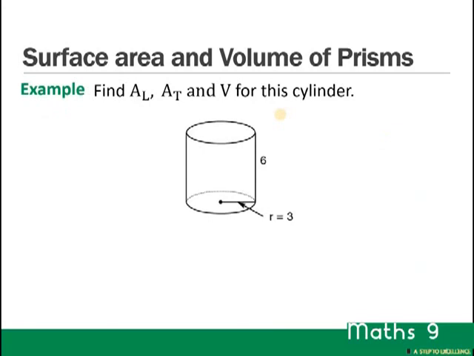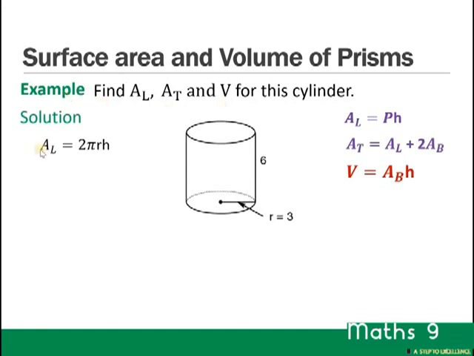Example, find AL, AT, and V for this cylinder. The lateral surface area is 2 pi r times h, which in this case is 2 times pi times 3 for the radius times 6 for the height, which is 36 pi centimeters squared.